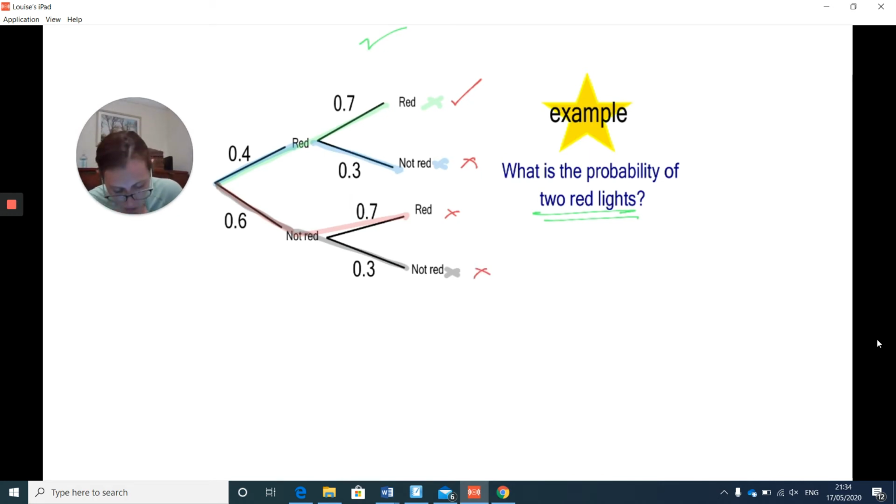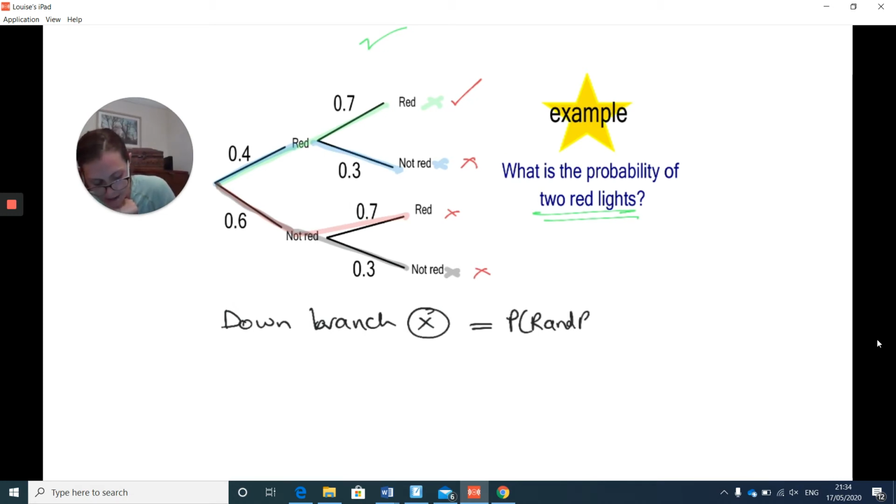So we now look at all those ticks and crosses and we only care about the ones that have ticks on them. I take my ticks and I multiply down the branch. So when I go down a branch, you multiply. Here I would say the probability of red and red is equal to 0.4 times 0.7. So 0.28 is your answer. When you travel down a branch, you multiply. If you're collecting branches together, you add. There's only one branch that meets my criteria here, so I've gone down the branch, 0.4 times 0.7, to get me that 0.28.